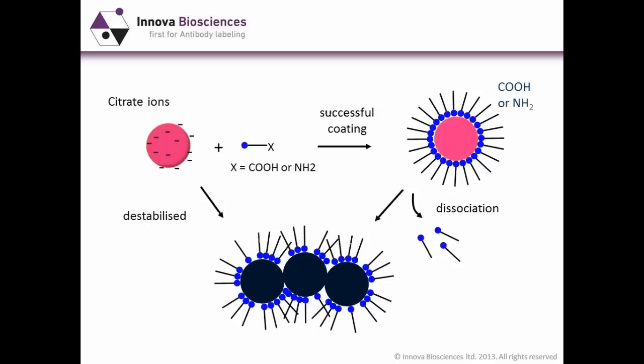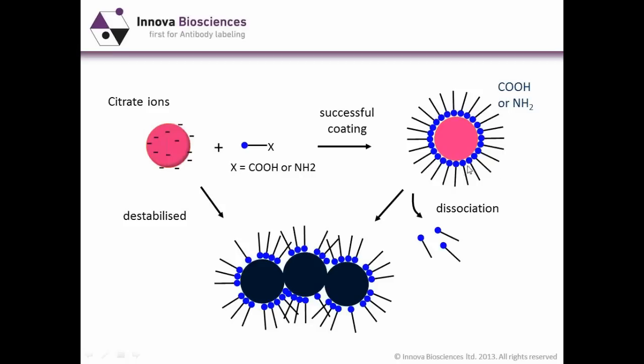Now, this sort of approach can be used to coat nanoparticles to introduce functional groups, say carboxyl or amine, which are very useful for bioconjugation purposes. Gold nanoparticles tend to come coated with citrate ions, which stabilize the colloid. And if we use this type of molecule, this would represent a successful coating, with essentially the gold metal shielded by these head groups.